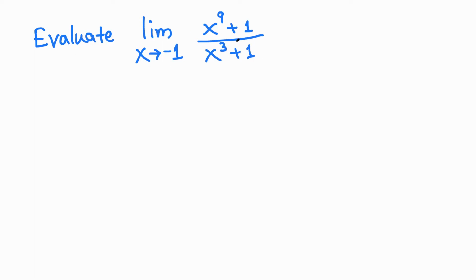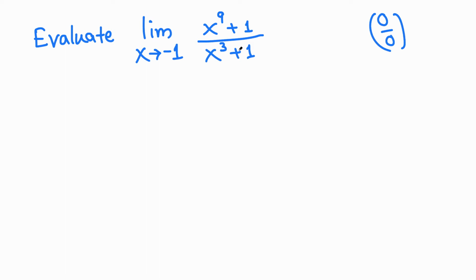Evaluate this limit: x raised to 9 plus 1, all over x cubed plus 1, as x approaches negative 1. If we simply plug in x equals negative 1 here, negative 1 raised to 9 is negative 1, plus 1 is 0. Negative 1 cubed is negative 1, plus 1 is 0. So we get 0 over 0. That means when we graph this function at x equals negative 1, there is a hole on the graph.